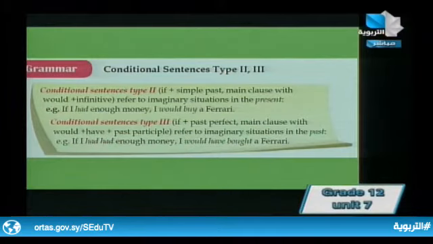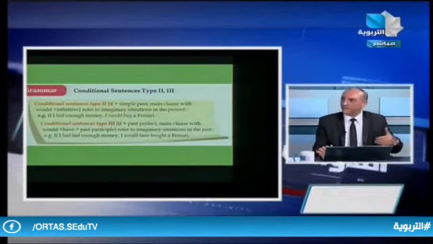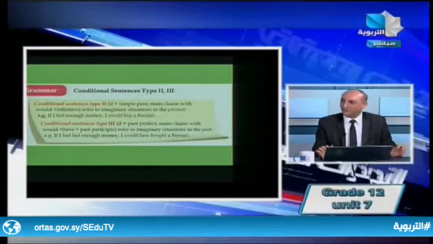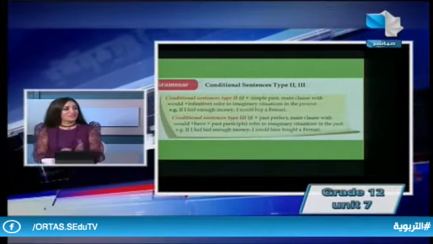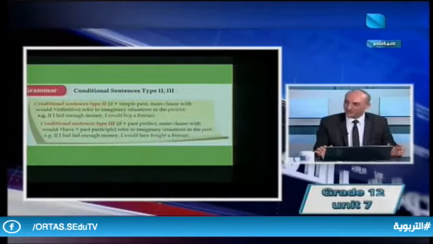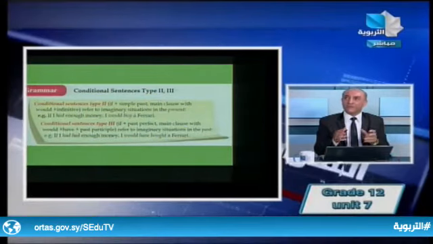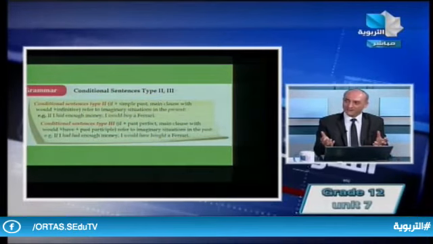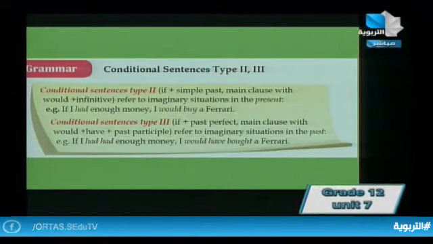When do we use the second conditional? Actually, we use the second conditional to refer to imaginary situations in the present. An example: if I had enough money, I would buy a Ferrari. If I had enough money, I would buy a new house. Remember, it's an imaginary situation in the present. We are here imagining something about the present which is not true. We hope that it will be true, inshallah.